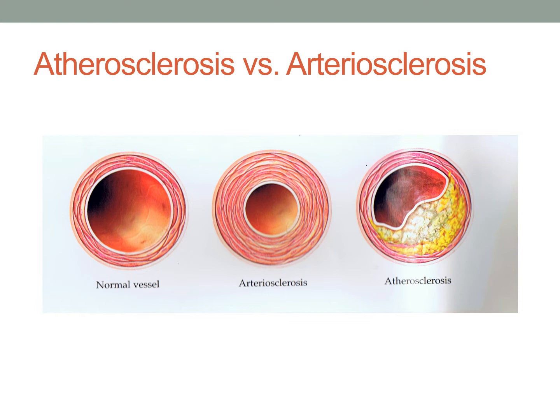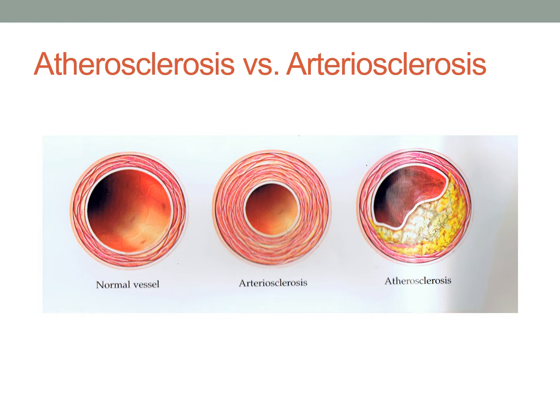Now, look at the difference between arteriosclerosis and atherosclerosis. The first picture, there's a normal blood vessel. It's open, it's hollow, blood can easily flow through the vessels.